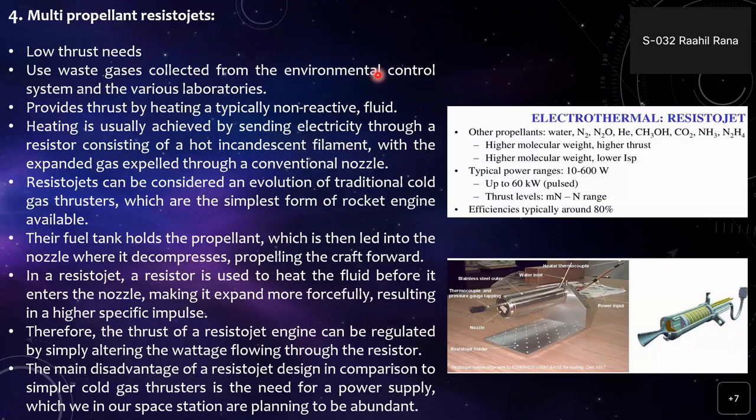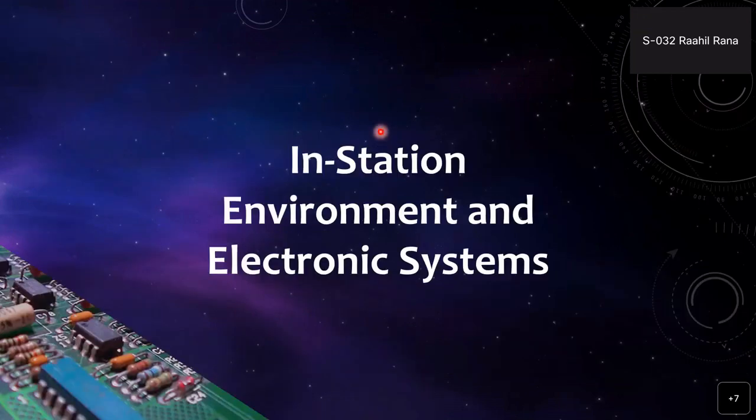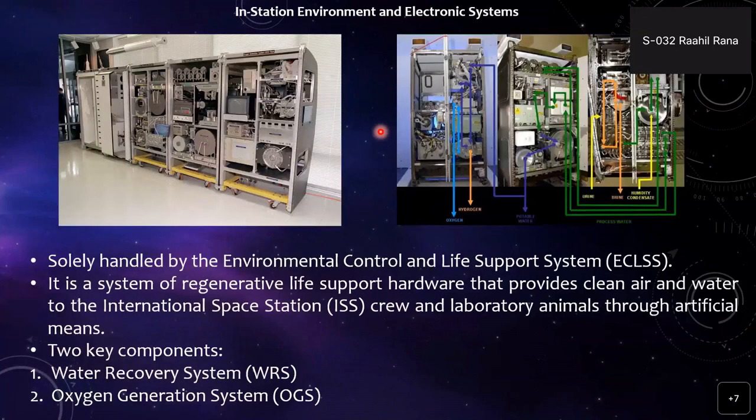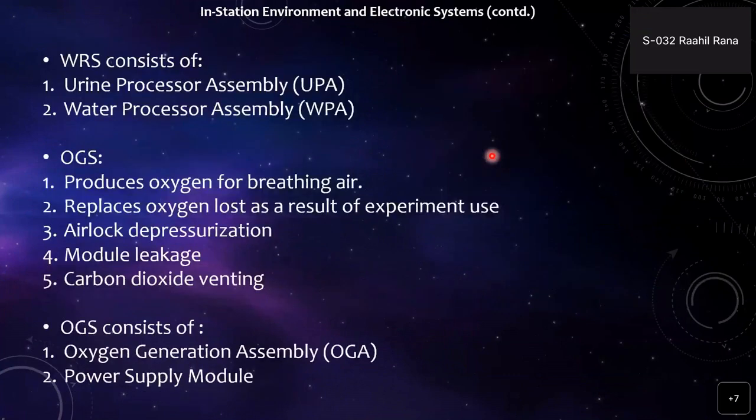Next, we talk about in-station environment and electronic systems, because electronics are one of the most important systems in a space station. First, we'll talk about ECLSS. As I talked about before, it is a regenerative life support system, and it basically consists of two key components: one is the water recovery system, and the other is the oxygen generation system. As you can see in these two pictures.